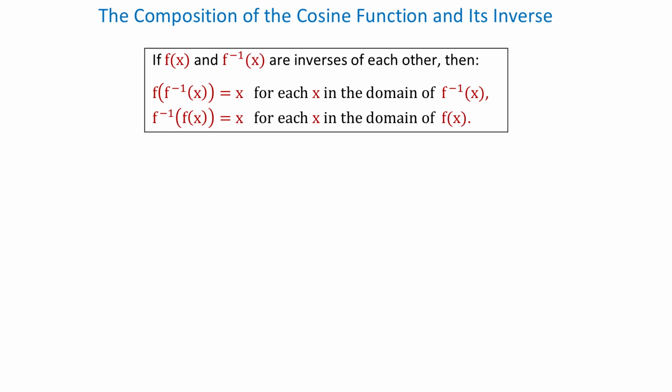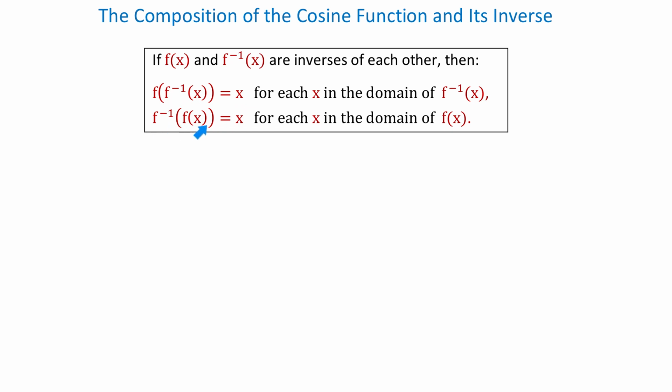Recall that from the definition of inverse functions, the composition of f and f inverse of x equals x, and the composition of f inverse of f of x is also x. Each of these properties has restrictions, and in the first one, this expression equals x if x is in the domain of f inverse of x. So this expression equals x when x is a number that can be used in the function inside the parentheses.